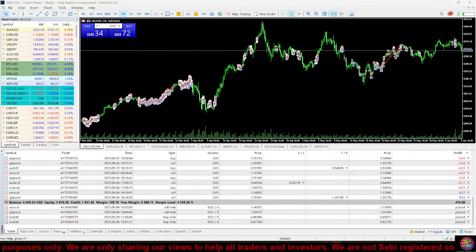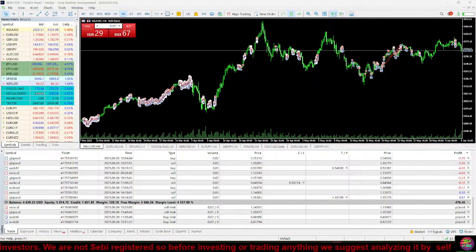Now, the only way you can identify an area of interest is if you have a minimum of 3 market structure rejections. So this right here is a perfect example of an area of interest because we have more than 3 market structure rejections. As you can see, this right here is a market structure. This right here is a market structure. And then this right here is a market structure.